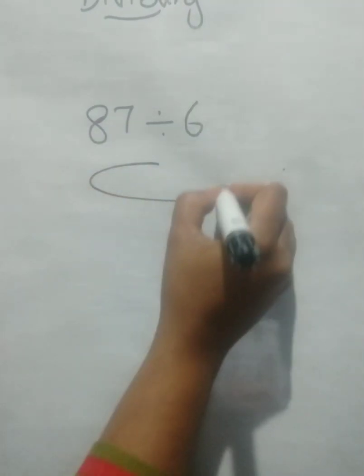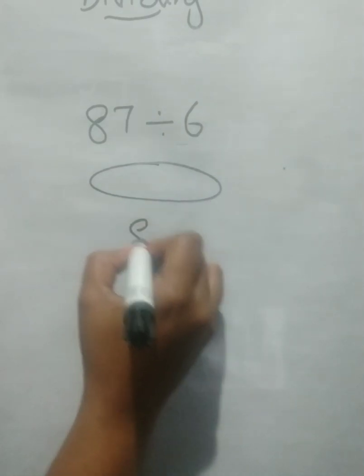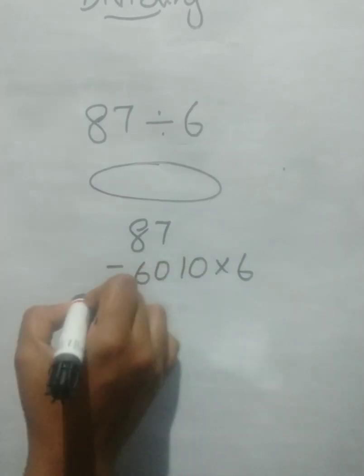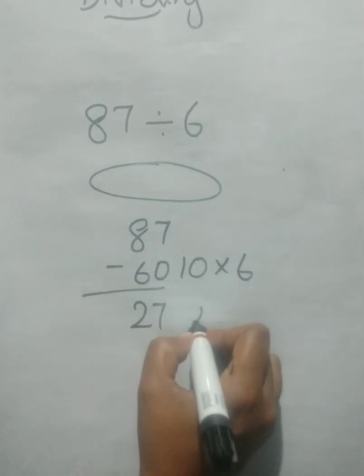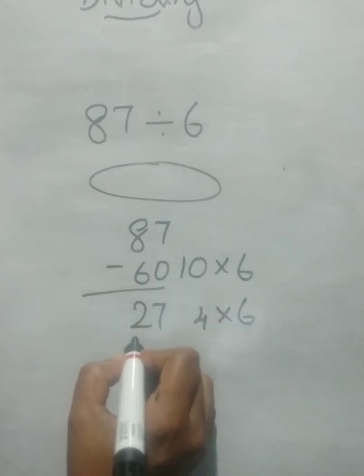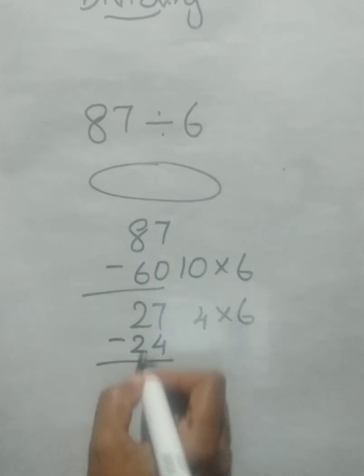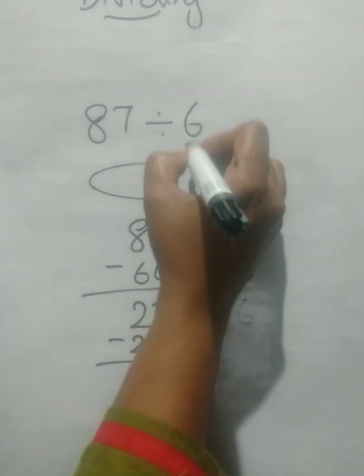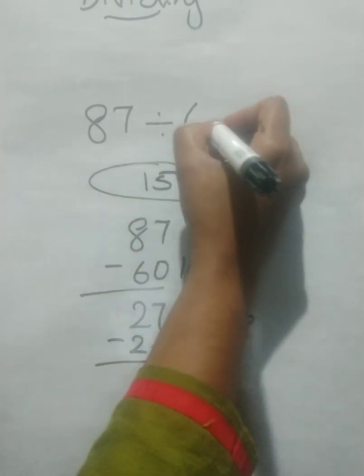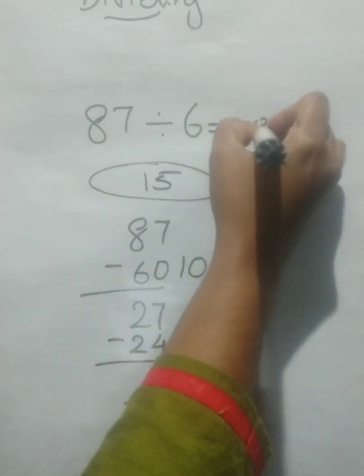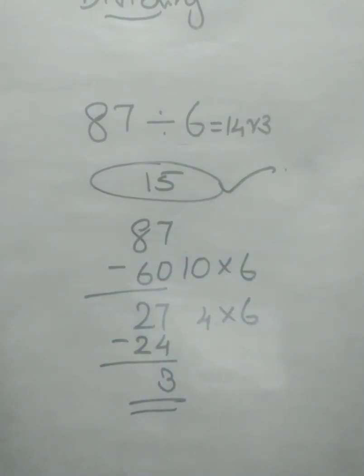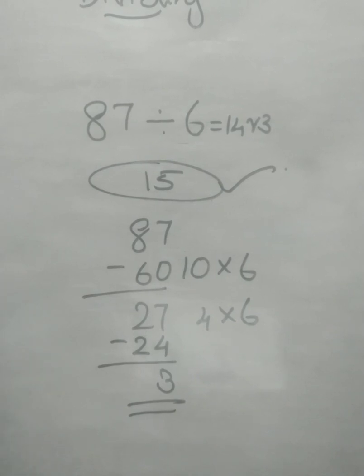That is, this worksheet is like this way. 87, then 10 times 6, 60, then subtraction, then 27, 4 times 6, that is 24, subtraction, 3 is there. Then 14 is the answer. We can write here 15. Okay. 14 remainder 3. First we have to find the estimation. Estimation is easy. We have studied what is estimation. How can we find?